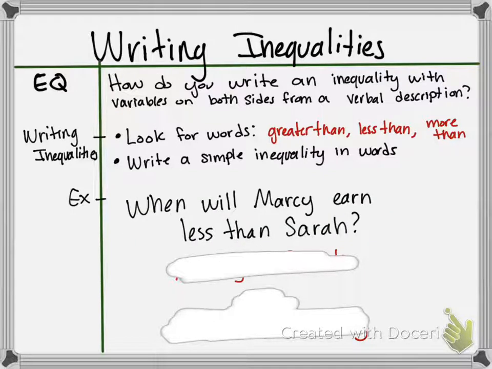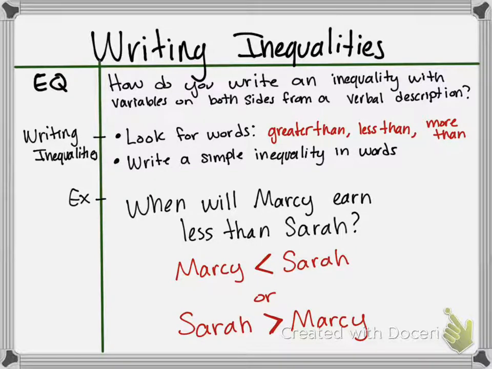Okay, so an example: when will Marcy earn less than Sarah? One way to write that is like this: Marcy is less than Sarah, right? Because you're wanting to know when will Sarah have more than Marcy. Another way you can write it is with Sarah and Marcy flipped and the sign flipped. Okay, Sarah is greater than Marcy. That's another way to write it.